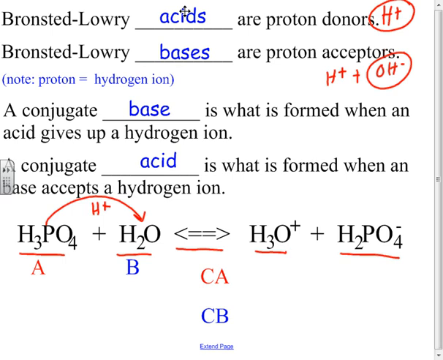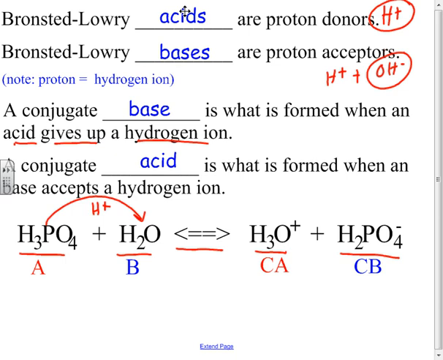And then if we look at our definitions of a conjugate base, the conjugate base is what is formed when an acid gives up a hydrogen ion. So the H3PO4 is giving up the hydrogen ion, therefore the H2PO4 is the conjugate base, the species that is formed when an acid gives up the hydrogen ion. And the hydronium ion is the conjugate acid. It is what is formed when a base accepts a hydrogen ion.